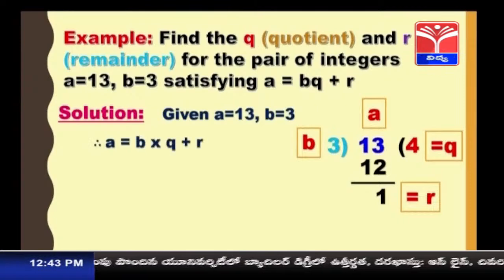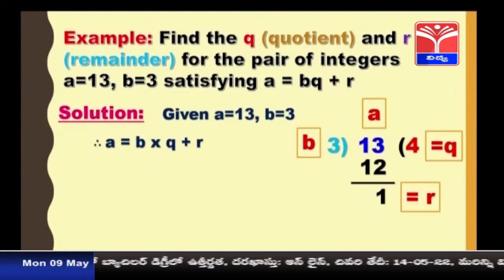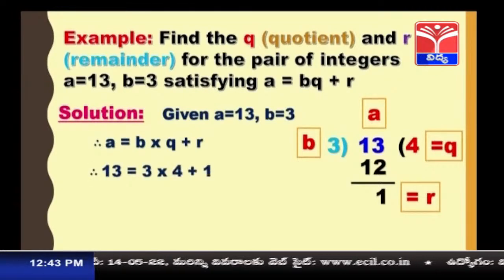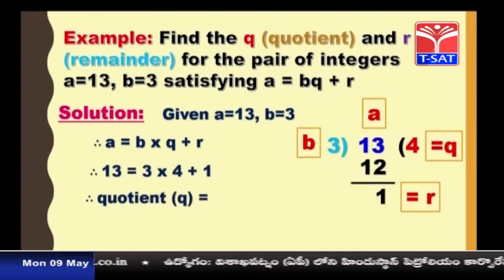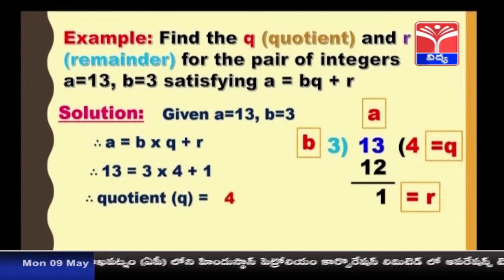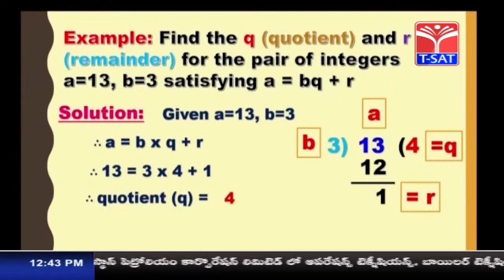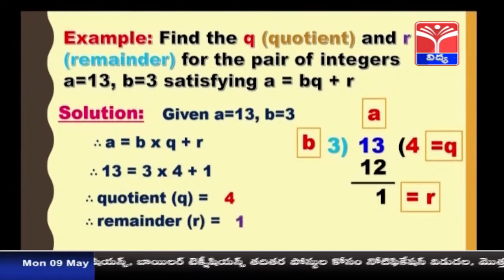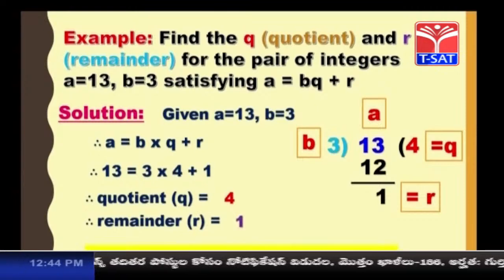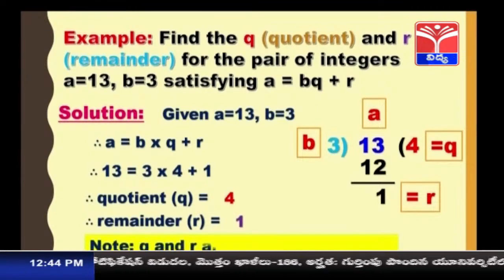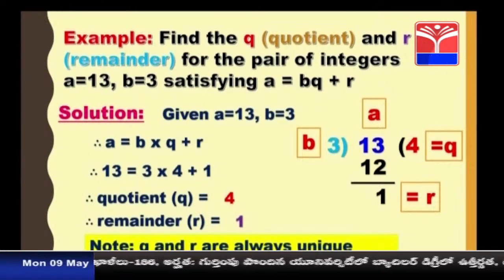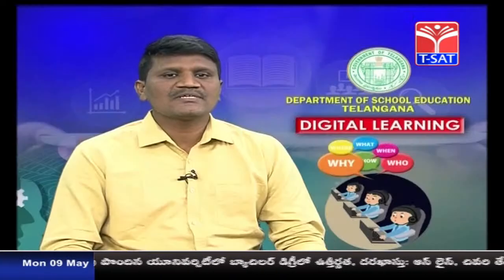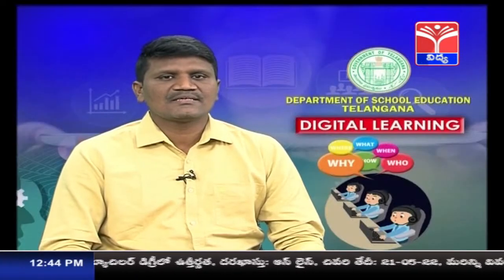Let us use Euclid's division lemma. A is equal to BQ plus R, then 13 can be written as 3 into 4 plus 1. So therefore quotient Q is equal to 4 and remainder R is equal to 1. Here you should note one thing: the quotient and remainder are always unique. For any dividend and divisor, the quotient and remainder are always unique.